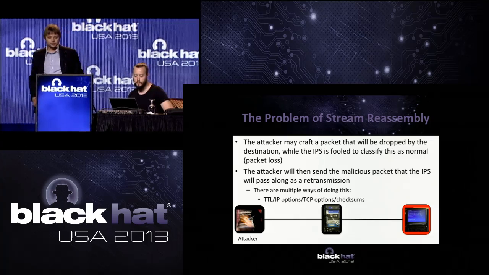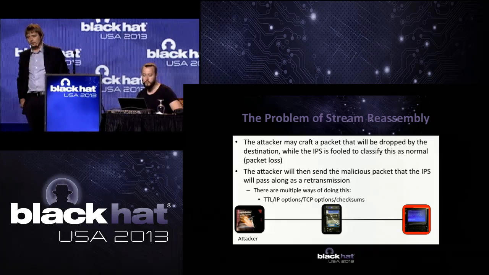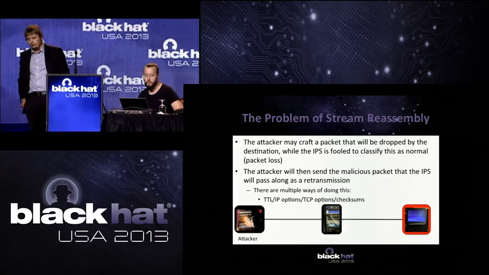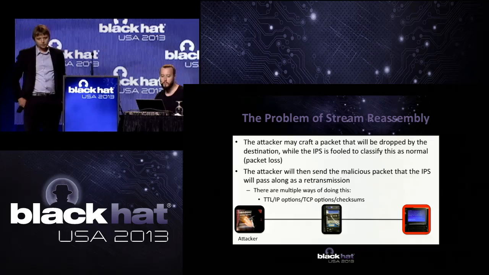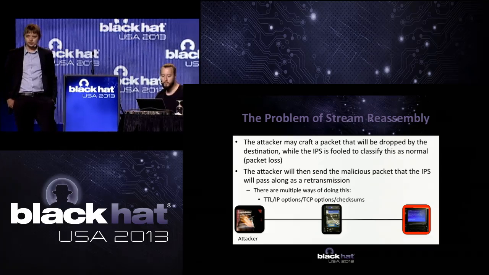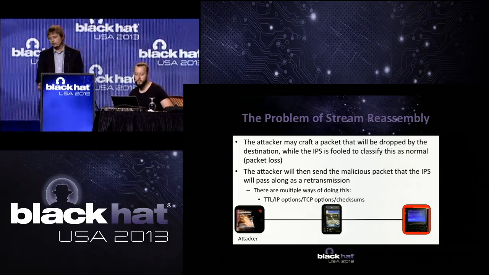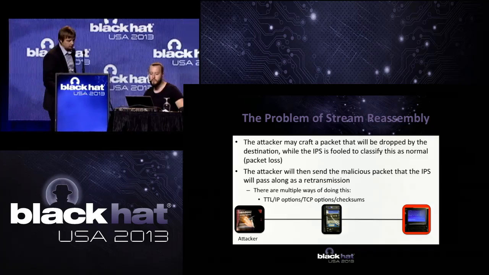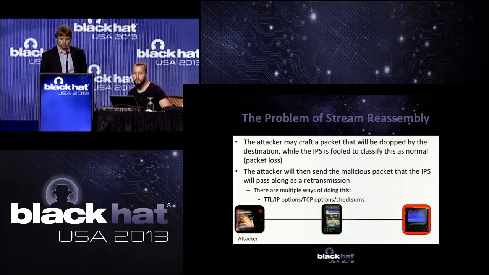So this is a very problematic situation, and the attacker can take advantage of it. The attacker may craft a packet that will be dropped by the destination, but the IPS thinks that there is a packet loss. Now the attacker can send another packet that looks like a resend, but it's not. The other packet contains malicious data that will compromise the host. So the IPS thinks that this is a resend and allows the packet to go through, and then the host is compromised. There are multiple ways to make the remote host drop a packet without the IPS knowing: the TTL, IP options, TCP options, TCP checksums, or whatever checksums.